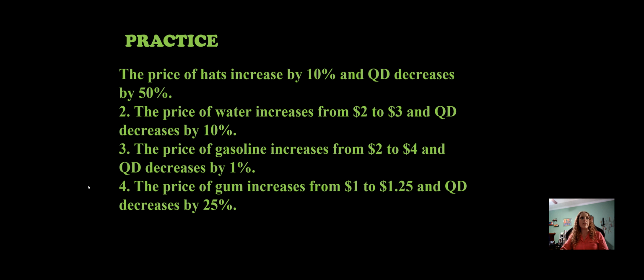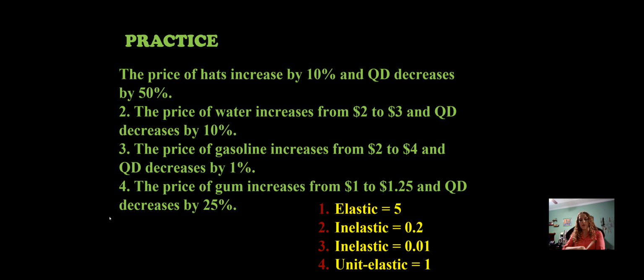The price of hats increases by 10% and the quantity demanded decreases by 50%. Now this one was already in percentages, so we didn't have to do any calculating of percent change. So I know that quantity demanded changed by 50%, so I could just put 50 over the 10, and that equals 5. So for that one, the answer is 5. And that would make it elastic for those particular hats. The second one, price of water increases from $2 to $3 and the quantity demanded decreases by 10%. Now the answer is already up there for you.